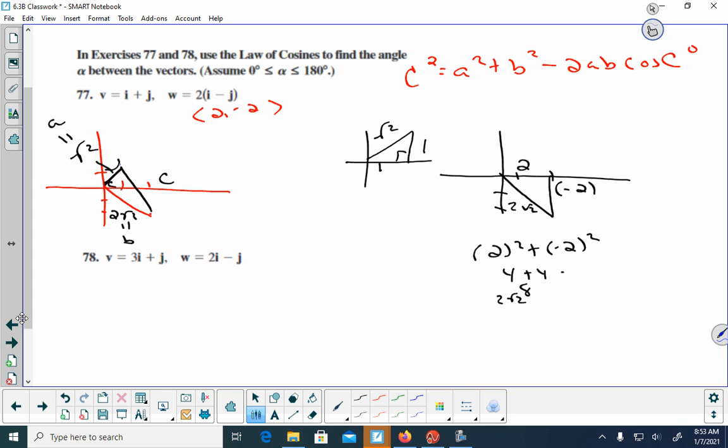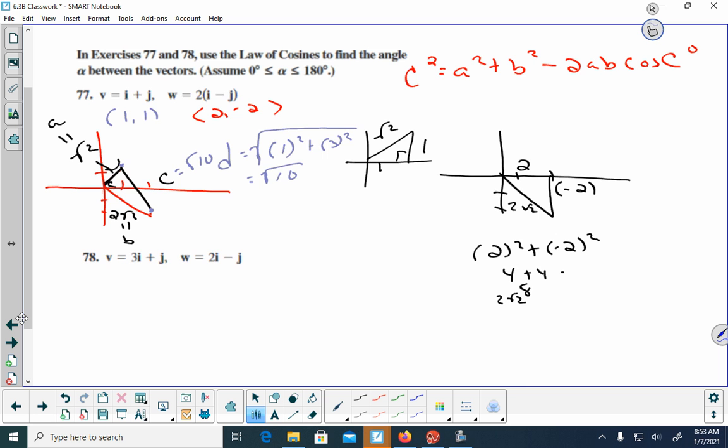I'm going to find the distance between these 2 points. I can do that. So this point is 1, 1. This point is 2, negative 2. To find the distance between those 2 points is the difference of the x's. So 1 minus 2, which is negative 1, plus 1 minus negative 2, which is 3. So when I do that, I get the square root of 10. So this side C is going to be the square root of 10.